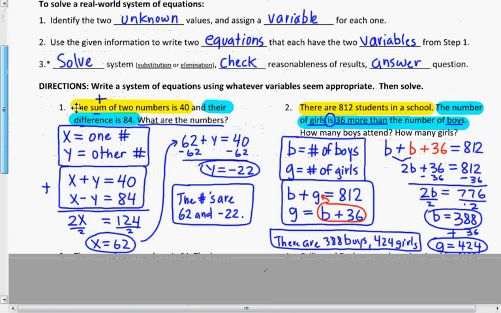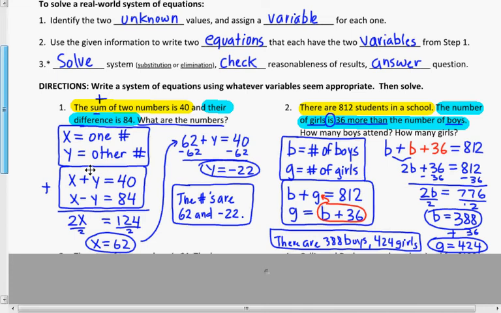The first question says the sum of two numbers is 40 and their difference is 84. Well, the words sum and difference mean addition and subtraction. We're asked to find what are the numbers. So my first step, and you'll be required to do this, is to set up variables to represent the two things we're asked to find. I used X to represent one number, Y to represent the other number.